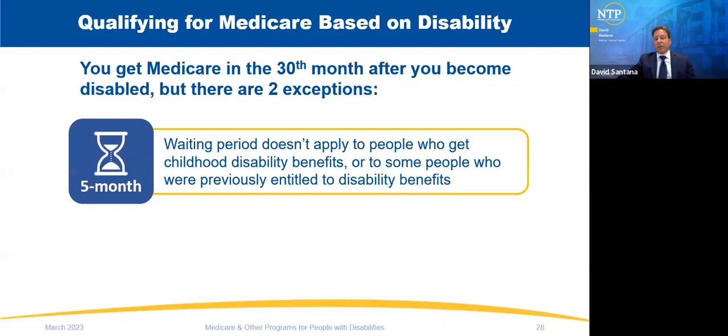Now, there are 2 exceptions to that rule. Again, you heard Tanya mention that the waiting period doesn't apply to individuals who get childhood disability benefits. The 5 months they have to wait to get the cash benefits does not apply if that individual was receiving childhood disability benefits. So that tells you right there, after hearing Tanya's presentation, that the earliest possible age that an individual qualifies for Medicare based on disability is the age of 20, right?